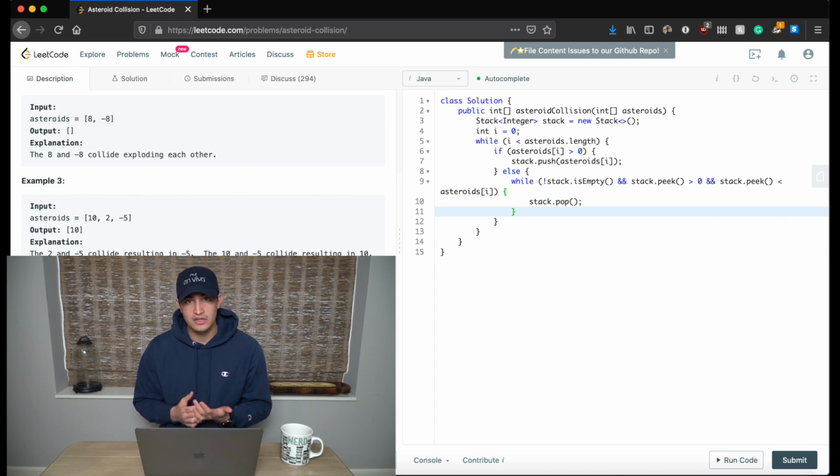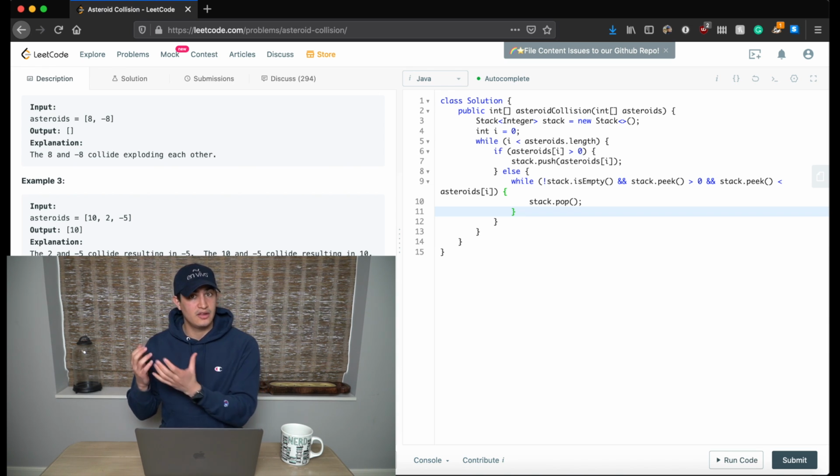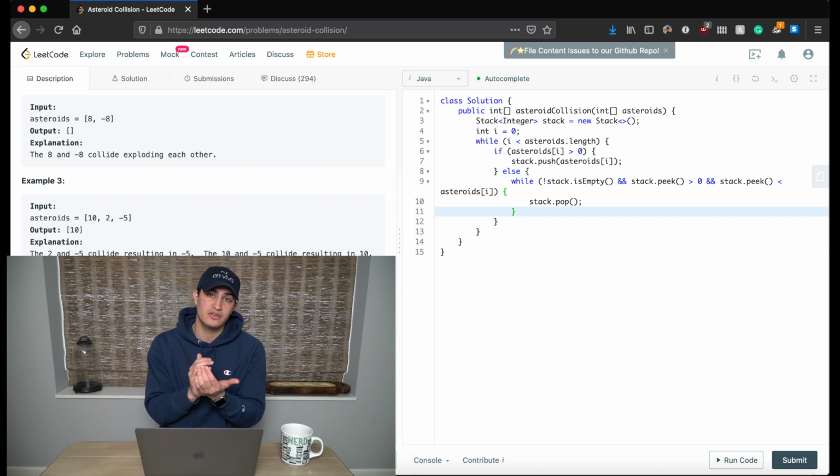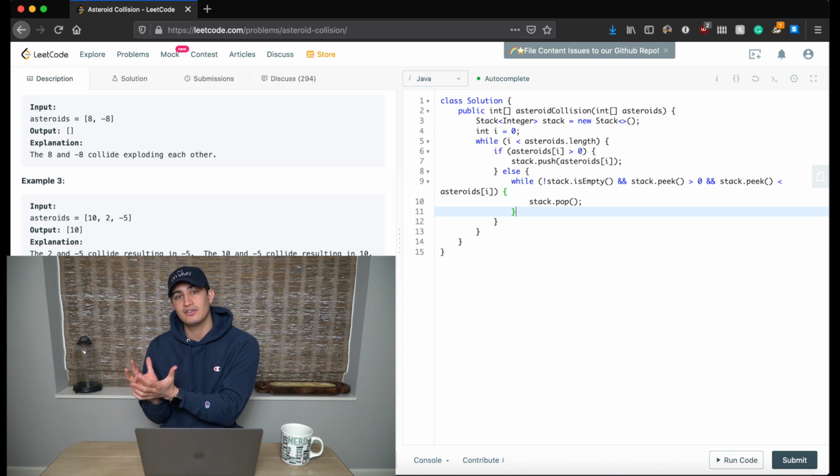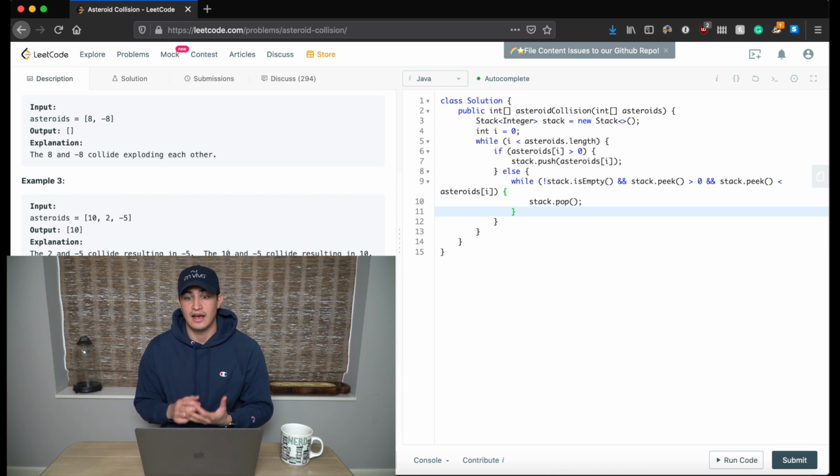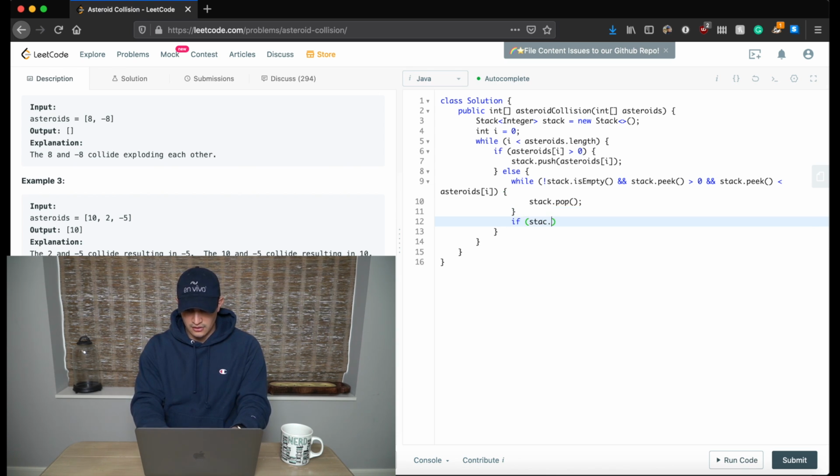Okay, great. So now we need to check the interesting case where that asteroid that we're on has actually destroyed everything. It's continuously moved through every single asteroid that we've seen in our stack, and now the stack is empty. So if our stack is empty, we need to make sure that we take that asteroid that just destroyed all of them and put it into our stack so we don't forget it when we return our result. So let's just get that check down there now.